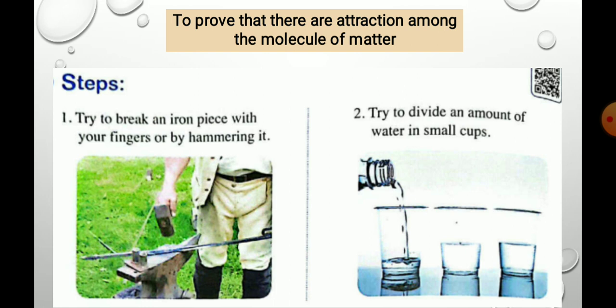Why? Because the attraction force among the molecules is very strong in solids, as in the iron. And the attraction force among the molecules is weak in liquids such as water, alcohol, and oil, as you see in picture number 2. So it's easy to divide an amount of water, but it's so difficult to prick a piece of iron with your finger.